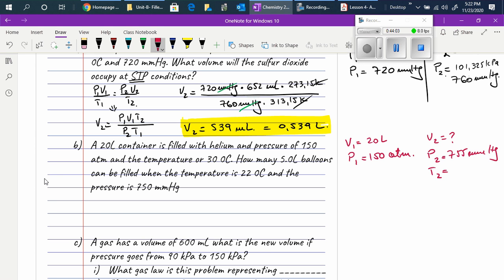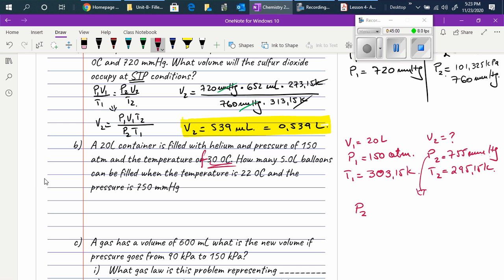Kelvin. 22 degrees Celsius will be 295.15 Kelvin, while temperature 1, this one here, of 30 degrees Celsius, will be 303.15 Kelvin. Okay, as you see here, we are dealing with a combined law because P, V, and T are changing. The only one that is not changing is the amount. Okay, so now, the units are not the same. So let's convert first P2 into atmosphere.